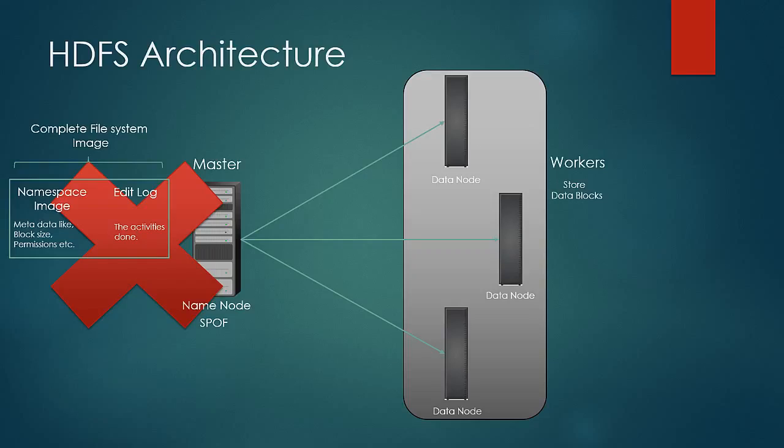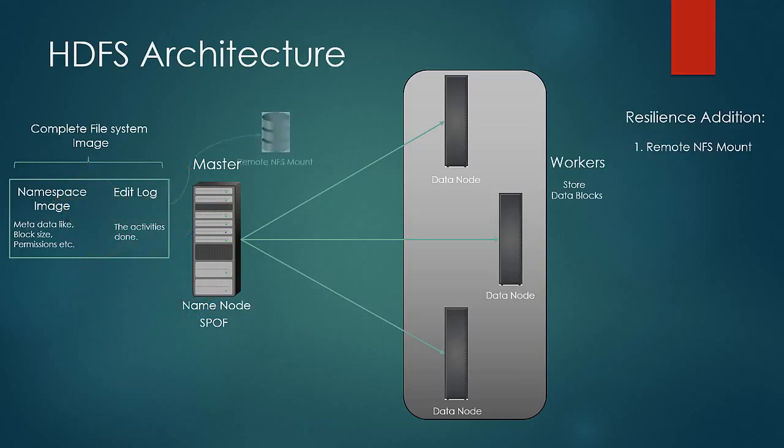To counter those situations, following resilient addition is done. The namespace image and edit logs are transferred to a highly available remote interface mount by name node from time to time. Additionally, secondary name node is also added. Do not confuse it to be like another name node. This is considered to be one of the naming blunders in Hadoop. Secondary name node doesn't function like name node.